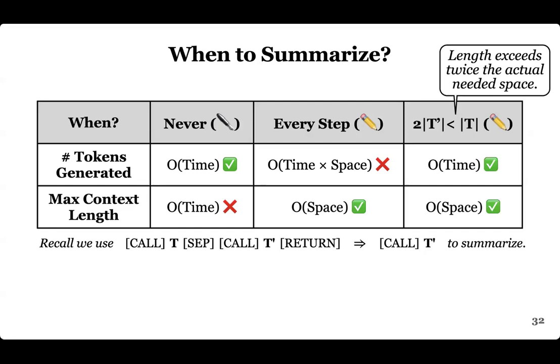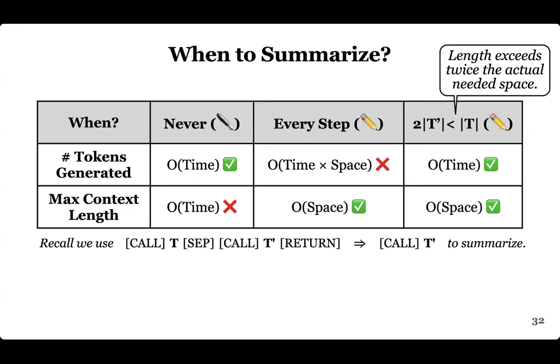So the strategy we use here is that when the current context length exceeds twice the actual needed space, we do the summarization. In this way, we can prove that both the number of generated tokens and the maximum context length are optimal, which is the time complexity and the space complexity.